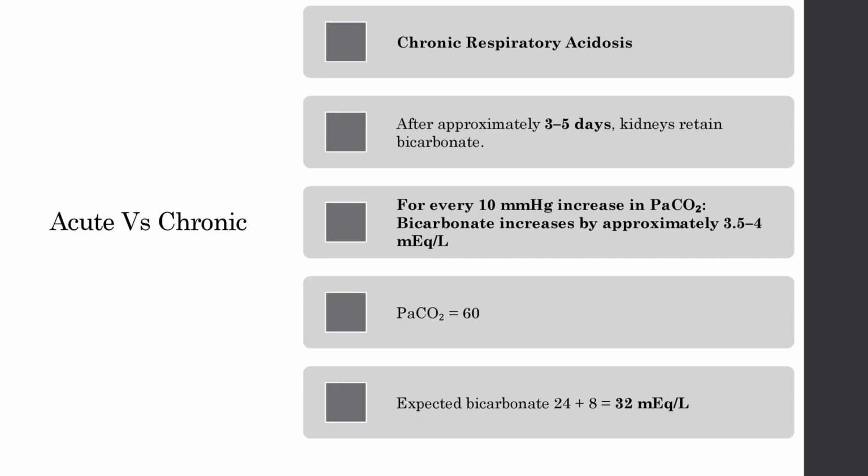In chronic respiratory acidosis, after approximately 3 to 5 days, kidneys retain bicarbonate. Expected compensation: for every 10 millimeters of mercury increase in CO2, bicarbonate increases by approximately 3.5 to 4 milliequivalent per liter. Example: CO2 60 millimeters of mercury. Expected bicarbonate will be 24 plus 8, equal to 32 milliequivalent per liter. Typical example: a stable COPD patient.